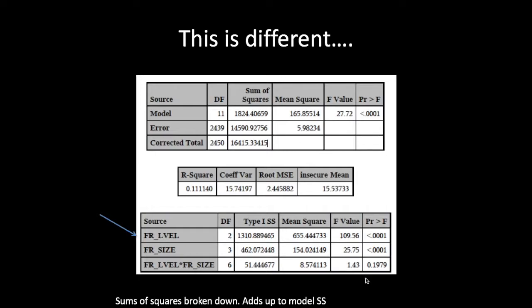So what this is telling us is that level, elementary, middle, high school, has an impact on how insecure students feel. The school size, small, medium, large, very large, has an impact on how insecure the students feel. And those impacts seem to be the same across levels. So in other words, having a bigger school makes you feel more insecure whether you're in middle school, elementary school, or high school.